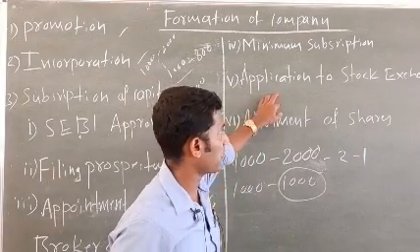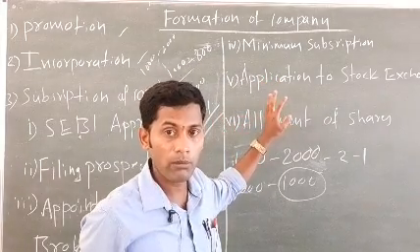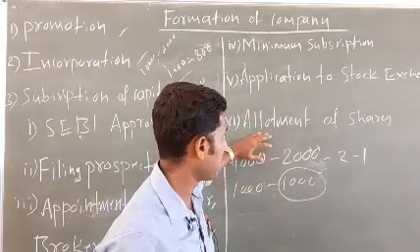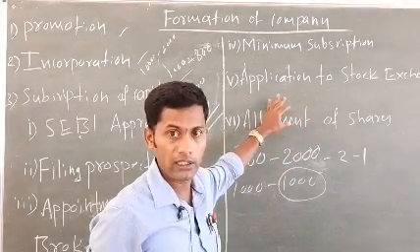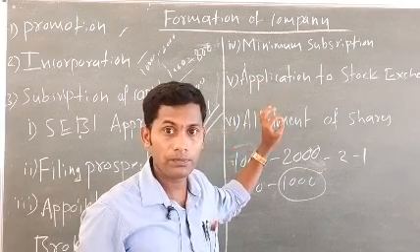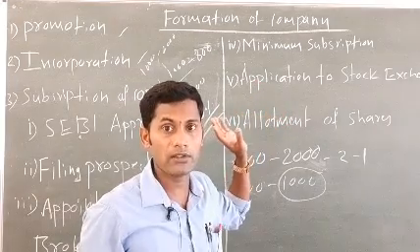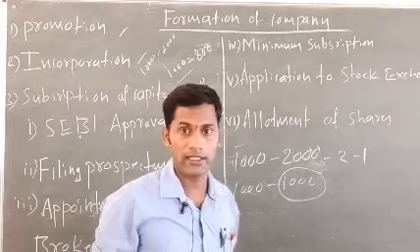Then next, application to a minimum of 1 stock exchange, then allotment of shares. After this, we can go for allotment. Okay, just now the second step is over. Allotment of shares.